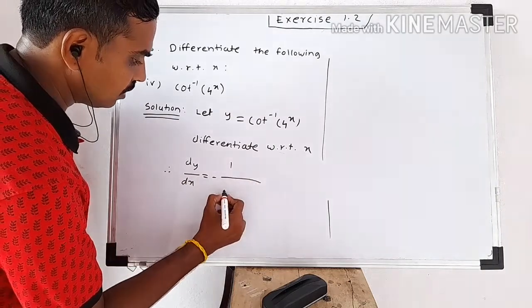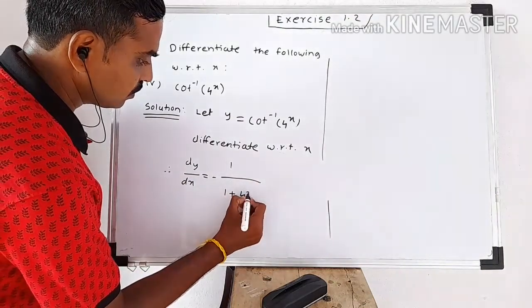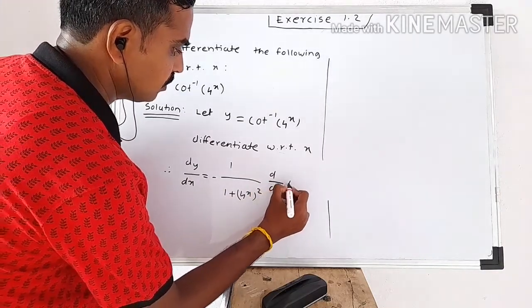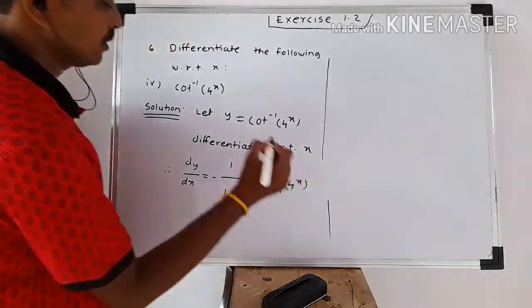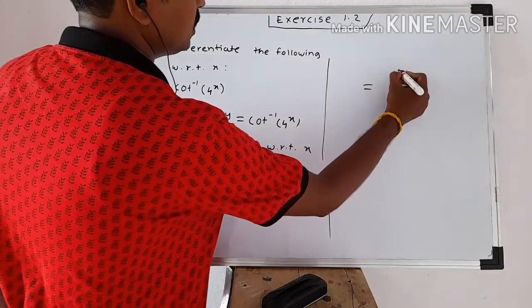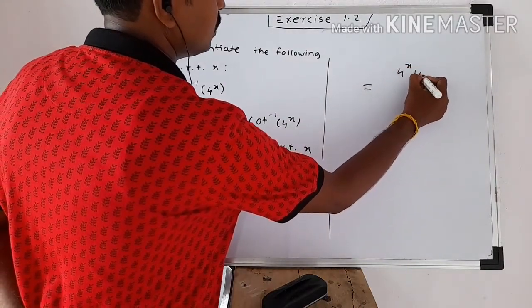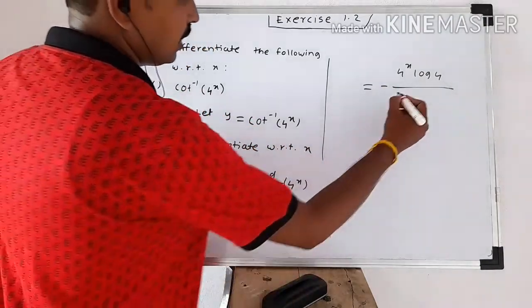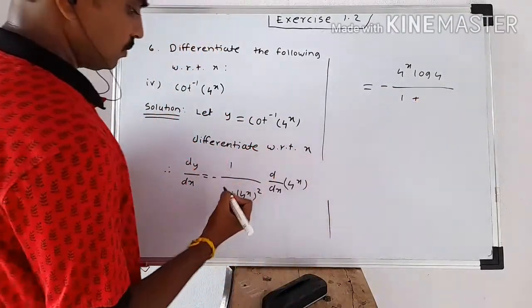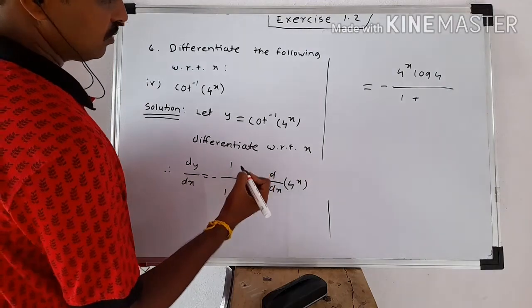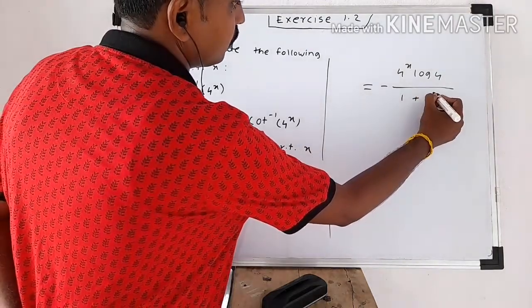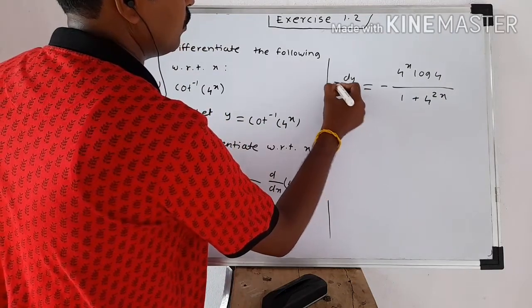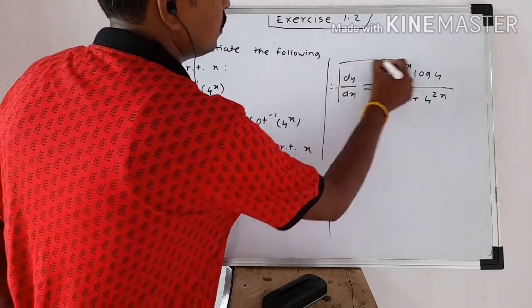Minus 1 divided by 1 plus 4 raised to x bracket square into d by dx of 4 raised to x. What is the derivative of 4 raised to x? The derivative of 4 raised to x is 4 raised to x into log 4. Minus sign there, and 1 plus a raised to m raised to n, we will use this formula. Therefore, we get 4 raised to 2x, and this will be our required derivative of y with respect to x.